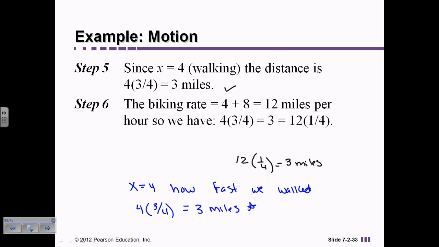The answer to the problem is the 3 miles. The answer to the problem is not 4. So just keep in mind that even though you got a solution of x equals 4, you did not finish the problem yet.